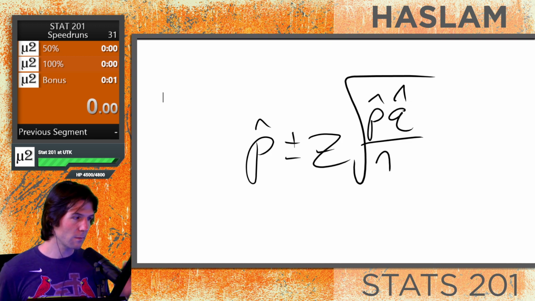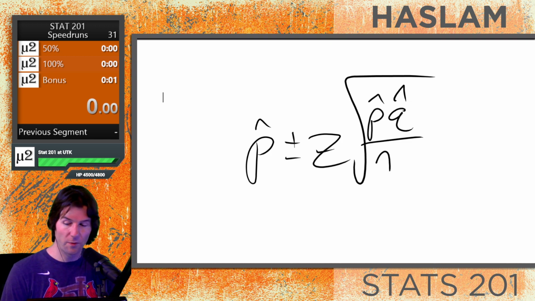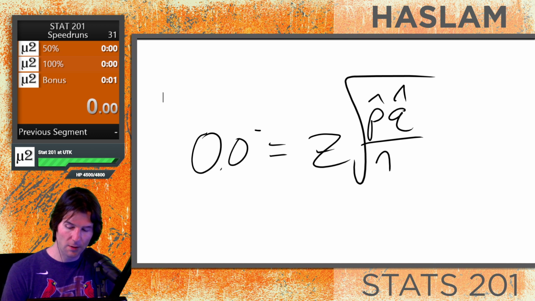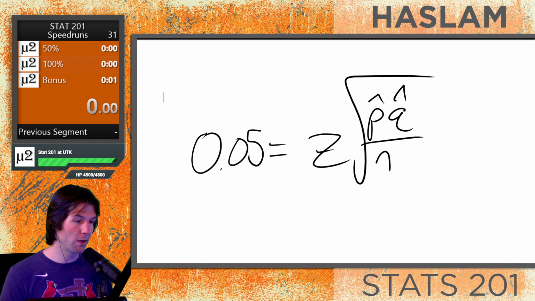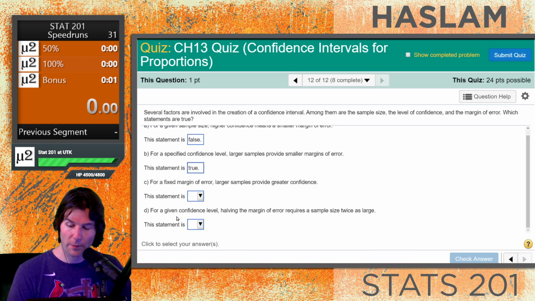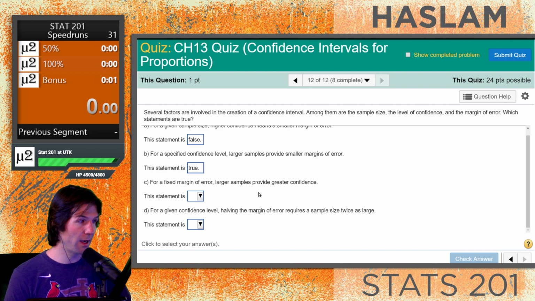For a fixed margin of error, larger... Okay. This one's tough, and I think this is the one I've gotten wrong before. It's saying that we are going to keep the margin of error fixed. The margin of error is going to be this no matter what. So this is the weird one where I sometimes have gotten it wrong. For a fixed margin of error, larger samples provide greater confidence.